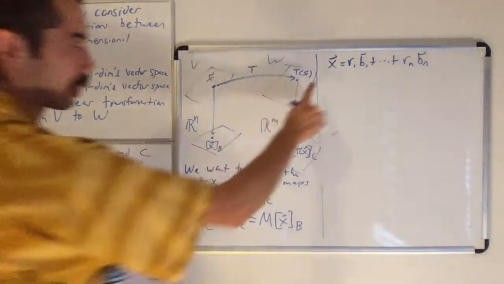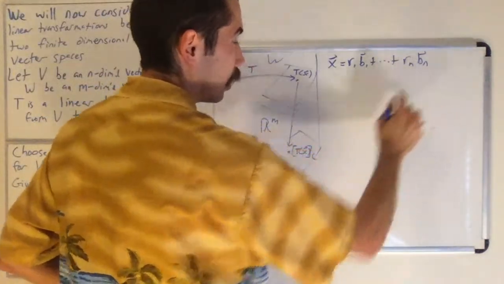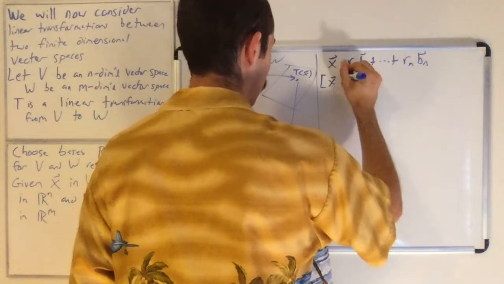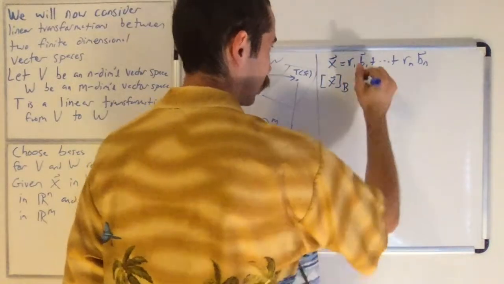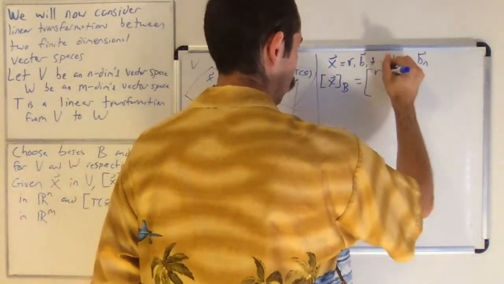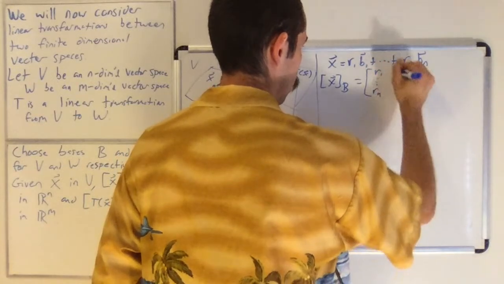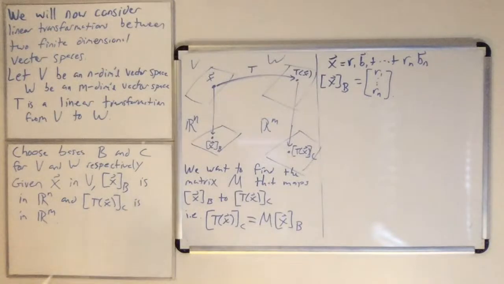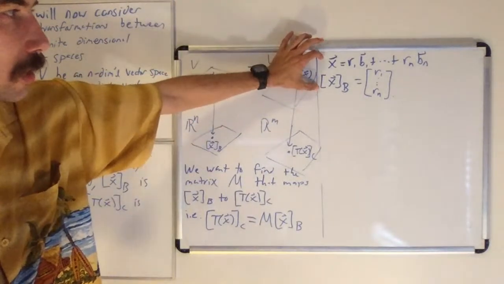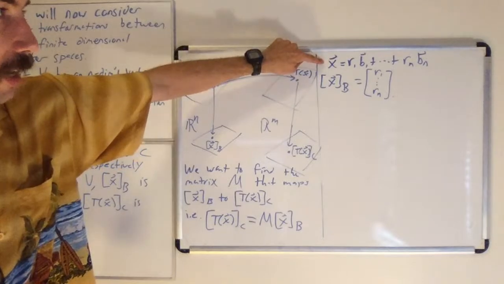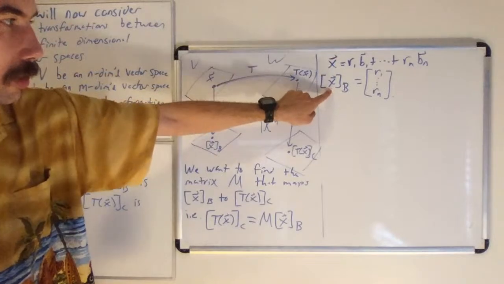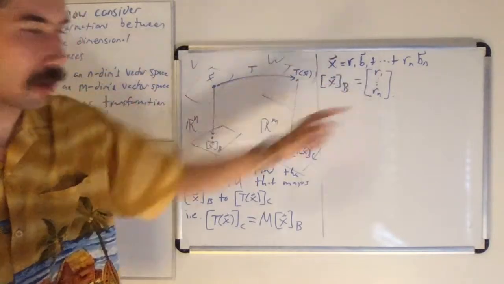Right, so if X can be written in this way as a linear combination of the basis elements of B, another way to write that, so this is equivalent, is saying that the B coordinates of X is the vector R1 through Rn. Right, these are exactly the same thing. This is saying X is written as this linear combination of the vectors B. Another way to write that is, the B coordinates of X is just R1 through Rn.